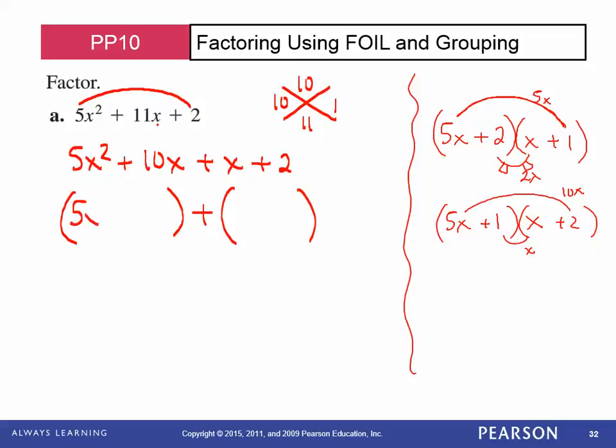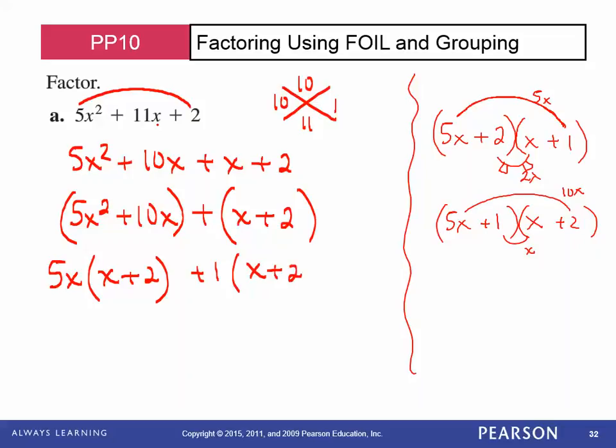So the first two terms go inside the first parenthesis. The last two terms go inside the second parenthesis. I probably would do this method if I had a whole bunch of different factors for the x squared and a whole bunch of different factors for the last term. All right, how about a 5x goes out of the first parenthesis, leaving us x plus 2, and then we just leave a little placeholder of 1 out of the second parenthesis, and we have an x plus 2.